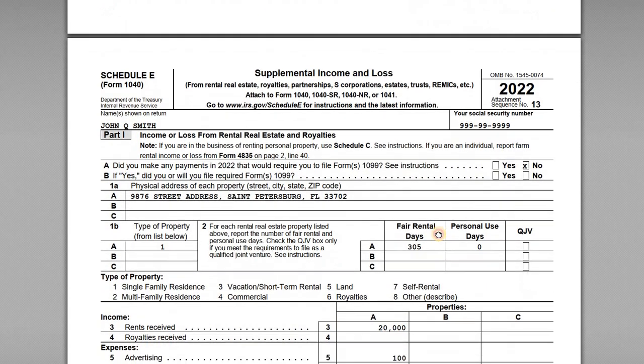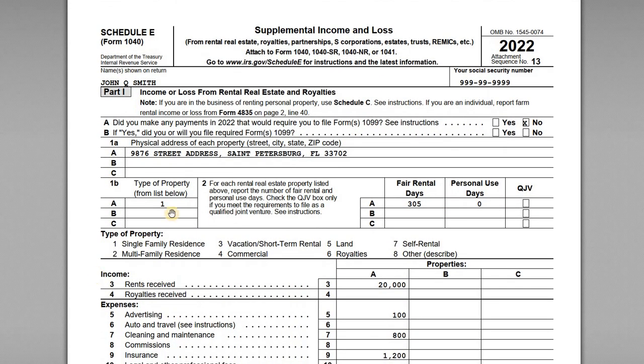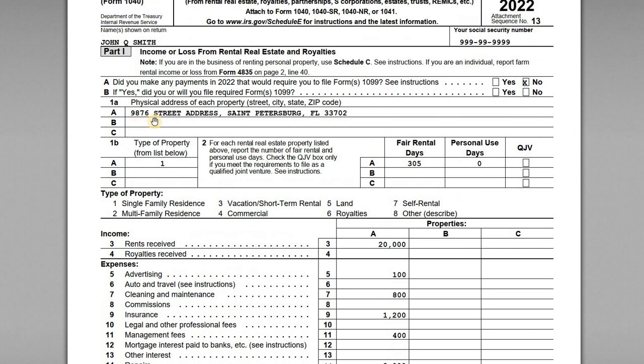All right. Now, moving on to Schedule E, where we actually report the income and expense of the rental property. So questions A and B at the top here, we did not make any payments requiring 1099 reporting, so we've checked no. We've entered the address of the rental property itself, right? The type of property is number 1, so single family residence right here, and the number of days that it was rented during the year, and the number of personal use days, which in our case is 0.